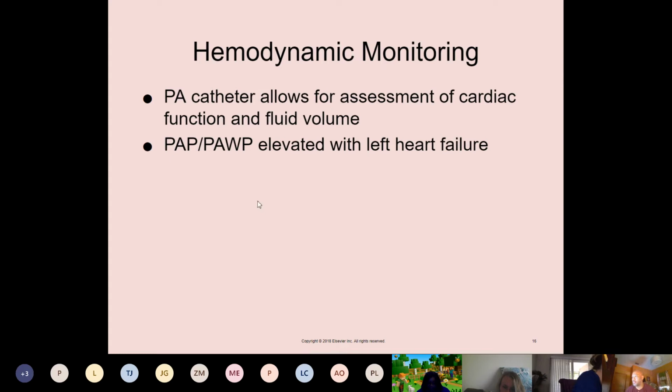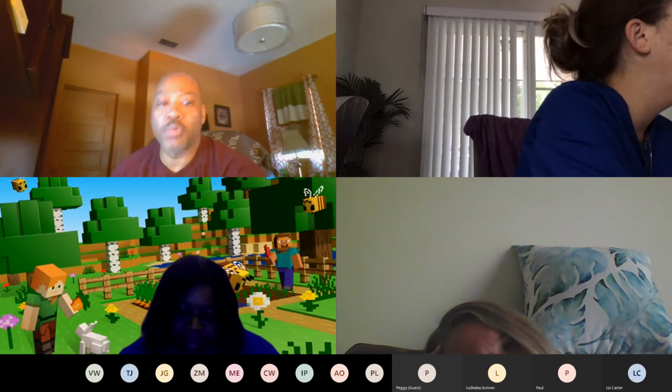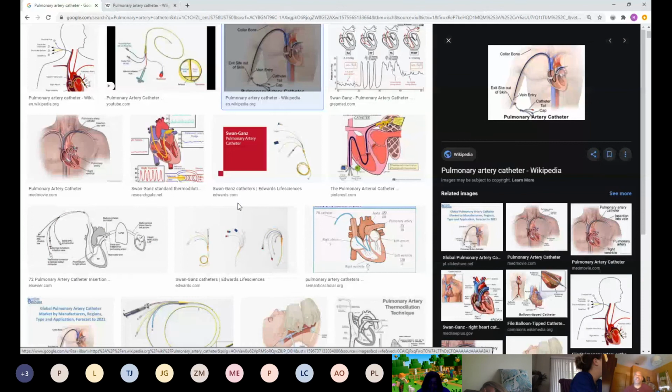So let me show you guys a picture of what that looks like. It's a catheter. We don't use these a whole lot now in the ICU, but you still do see them, depending on what institution you're in. So this is a pulmonary artery, we call it a Swan-Ganz catheter. And it tells us what that preload is. Also, your afterload, it tells us so many different things, particularly on the left side of the heart.